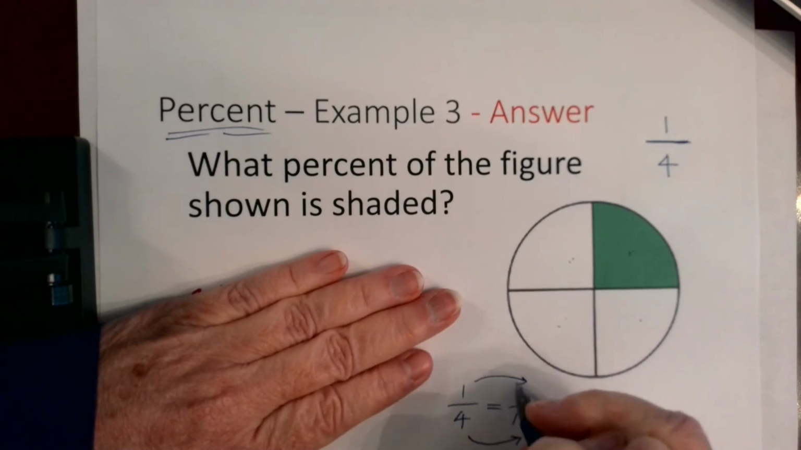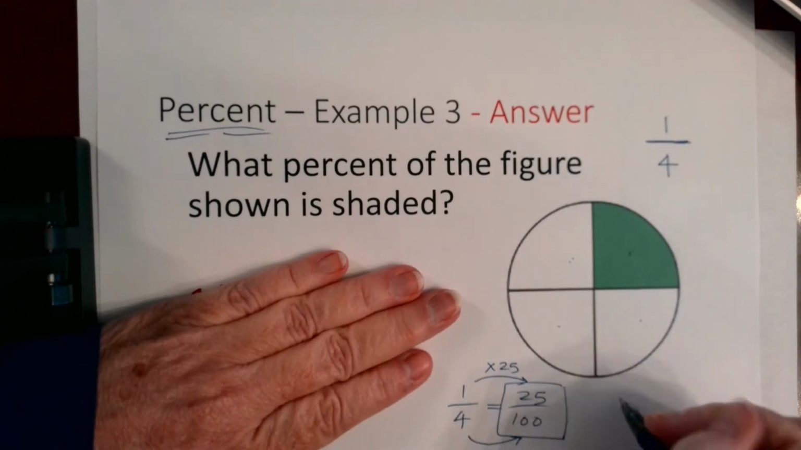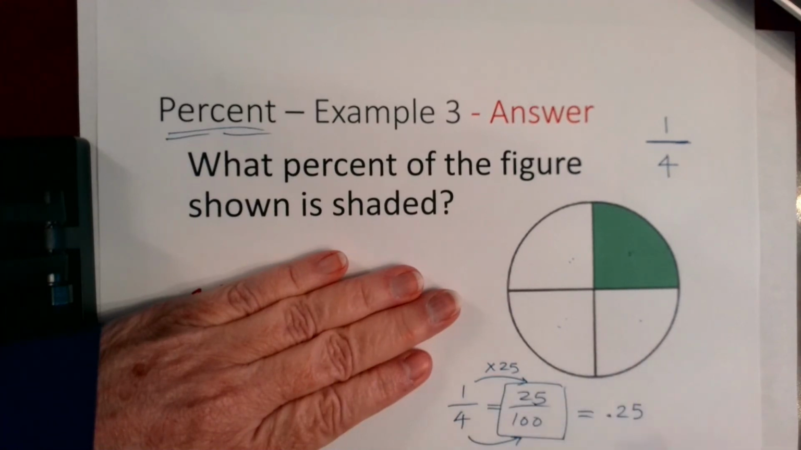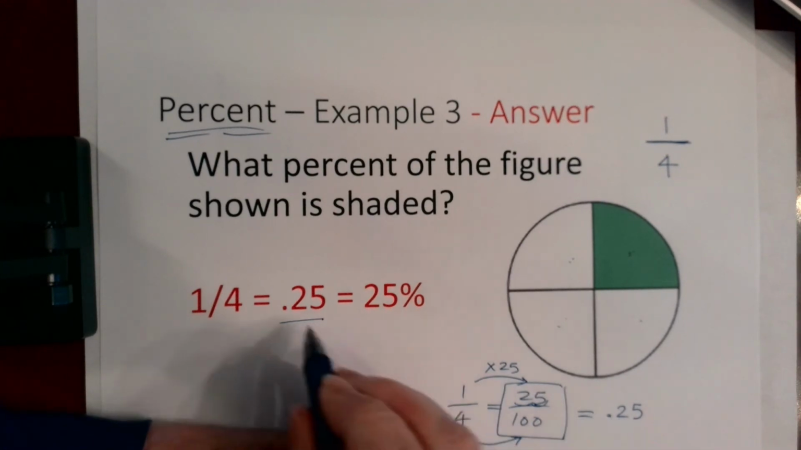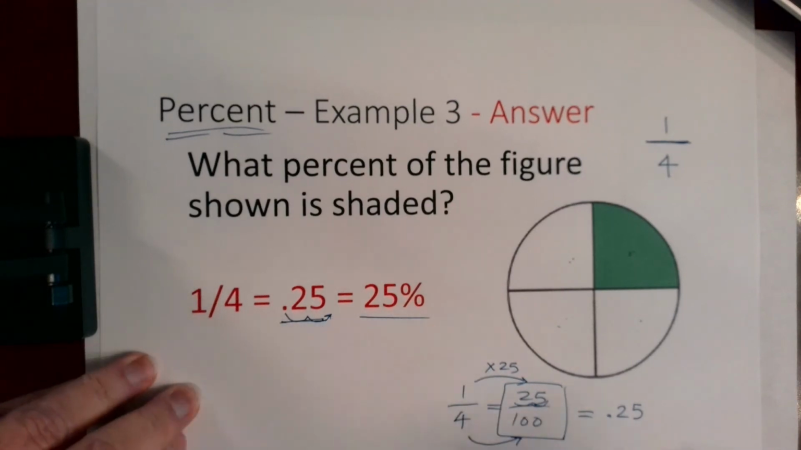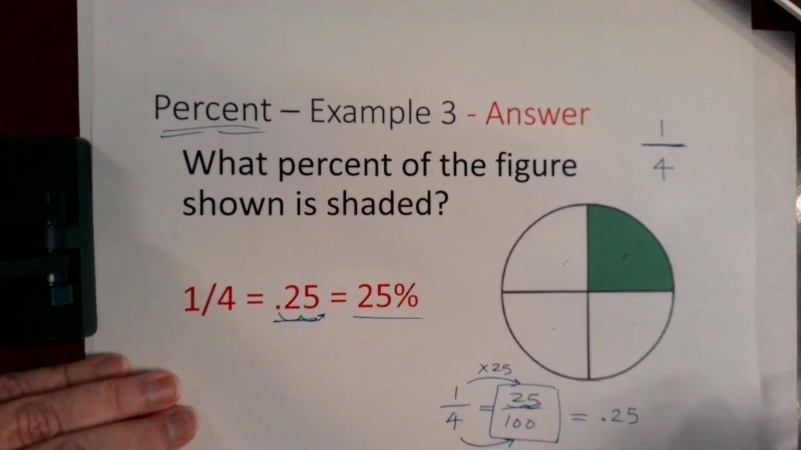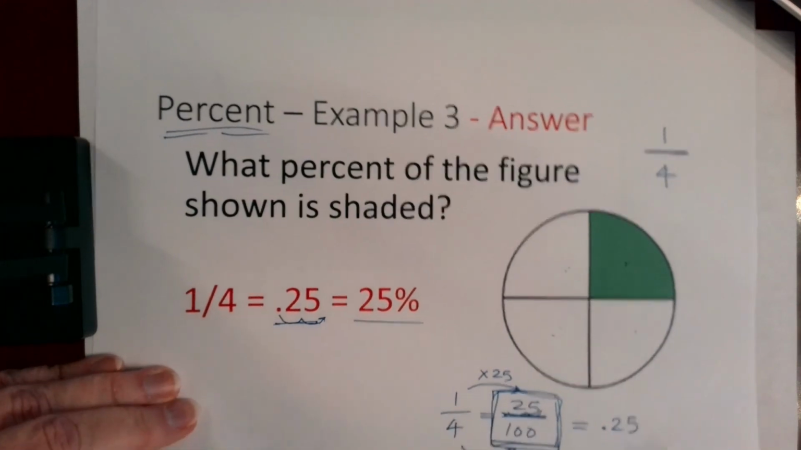So the top gets multiplied by 25. 25 hundredths. Well, we can write that as 0.25. You just move the decimal twice if it's over 100. So this is 0.25, which means to make it a percent, you move the decimal to the right. 25% is the same as 0.25. We could have known that right here. 25 hundredths is 25 per hundred, 25%.